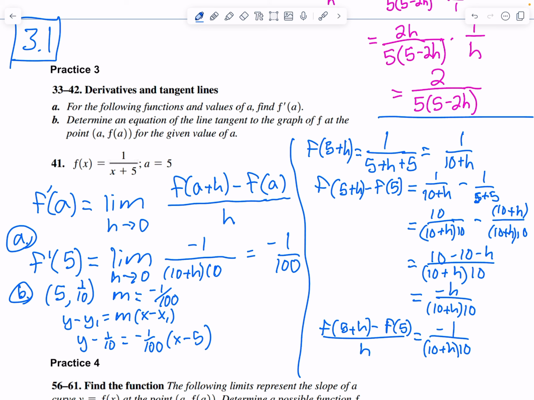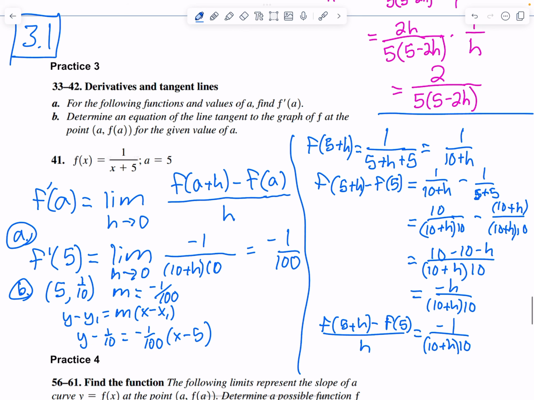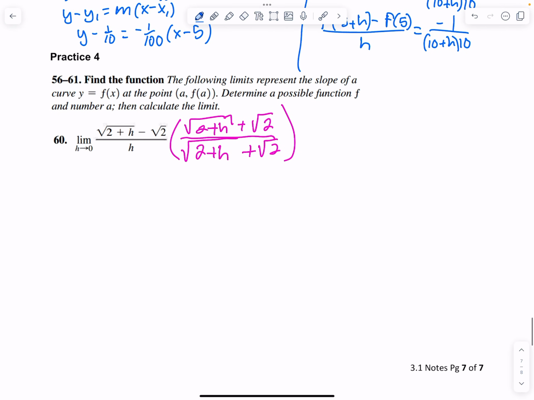It gets messy, but most of the work was over here. You just have to make sure you can add fractions together using a common denominator method. All right, let's take a look at the last problem for this section.